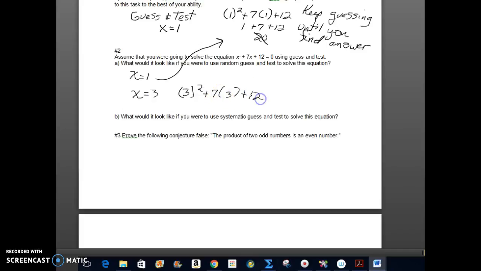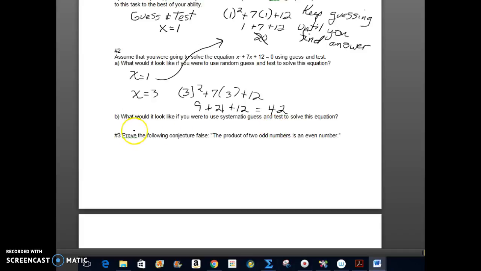Hopefully at this point, you're getting a clue. I'm not even close, right? This is 9 plus 21 plus 12. That's 42. I'm really out of the ballpark, okay? But that's random guess and test.